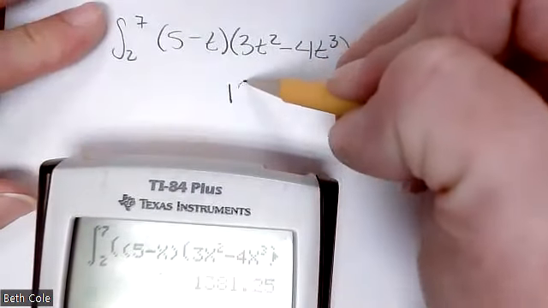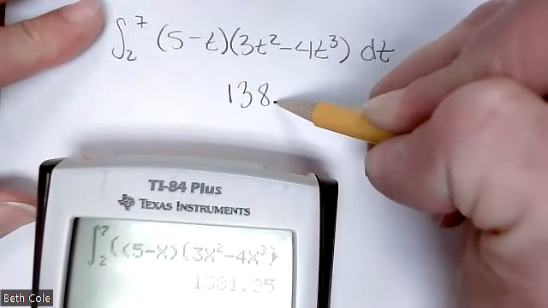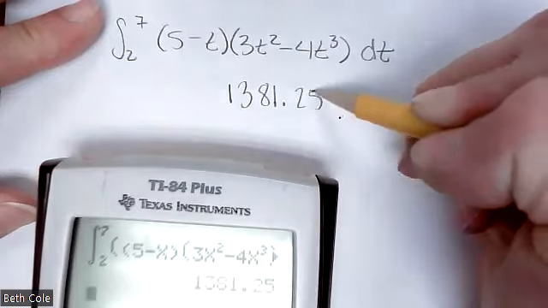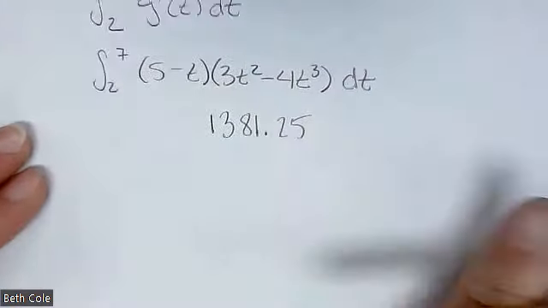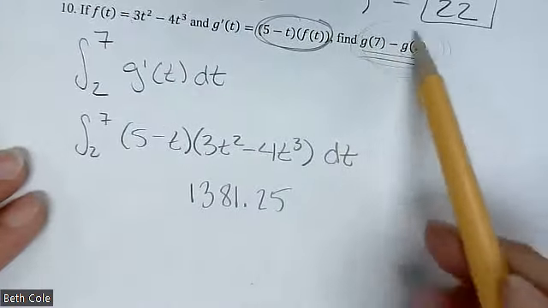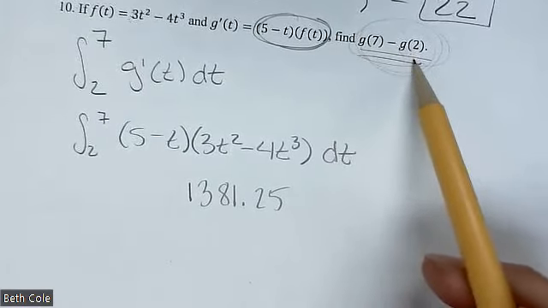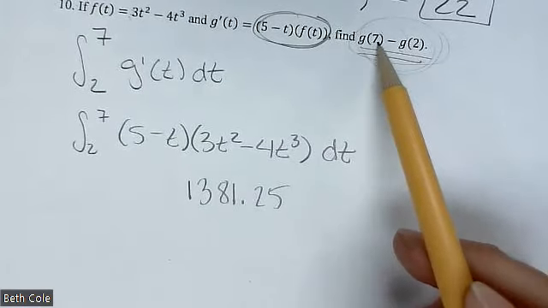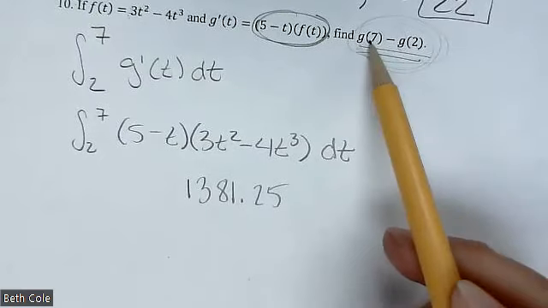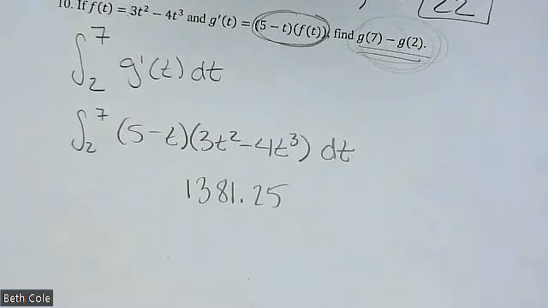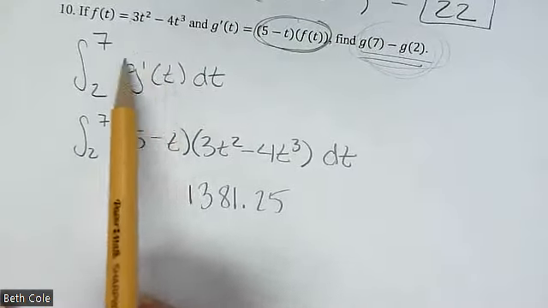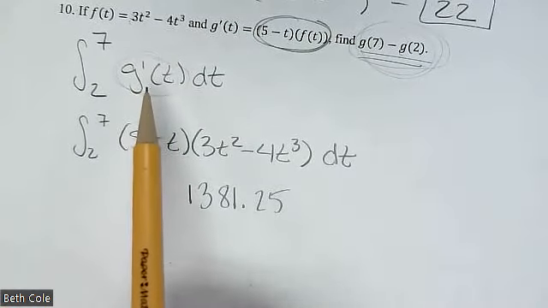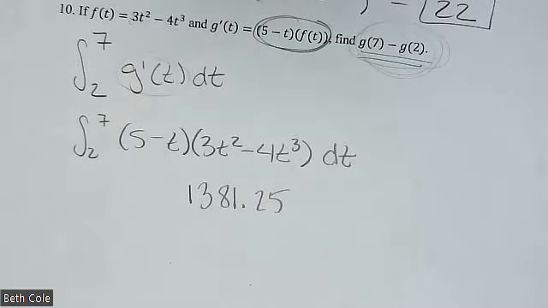That's nice. So the takeaway is, hold on, I can't talk and write at the same time. The takeaway is when you see this, you want to think integral. Cool. G of 7 minus G of 2. It's integral 2 to 7. And what goes inside of the thing? The derivative is what goes inside. Okay, cool.